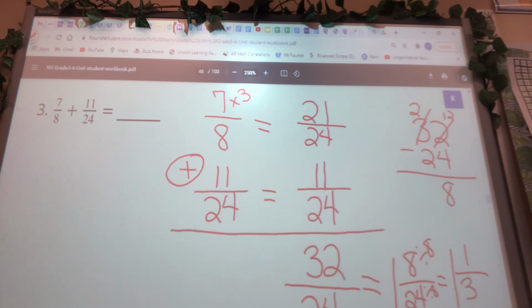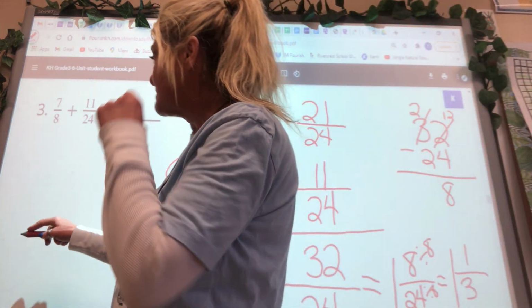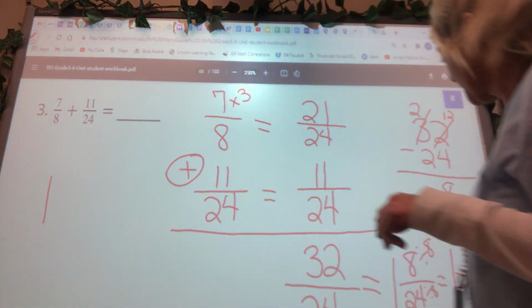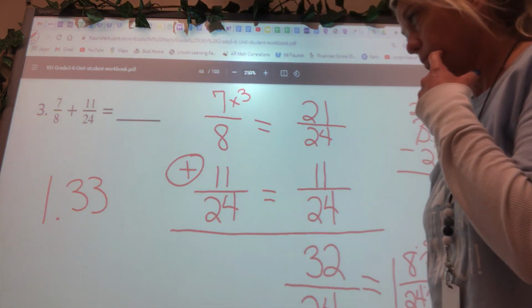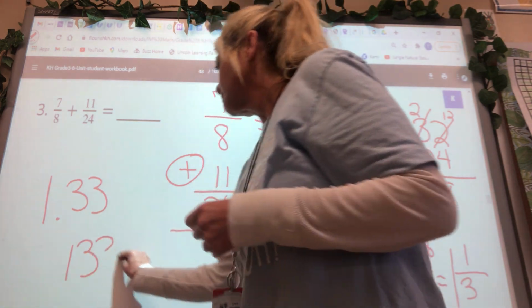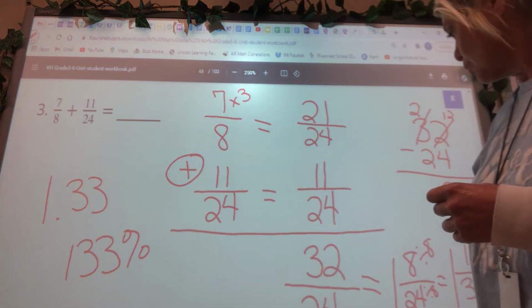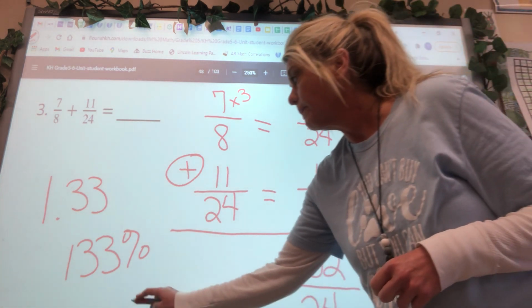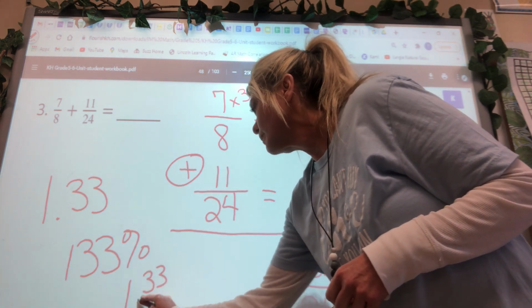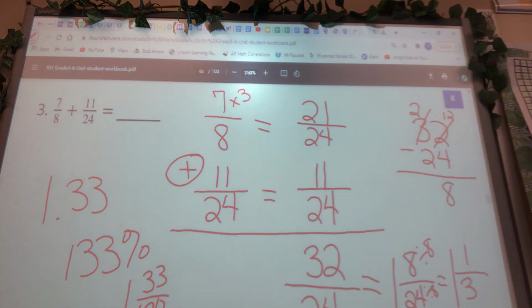You should already remember from this morning what 1/3 is. If I was writing that as a decimal, what would that be? Point 33. Okay. Which is also 33 what percent? 33%. What if I was writing it as an equivalent fraction to this? 33 over 100. Okay. Or 1/3. All right.